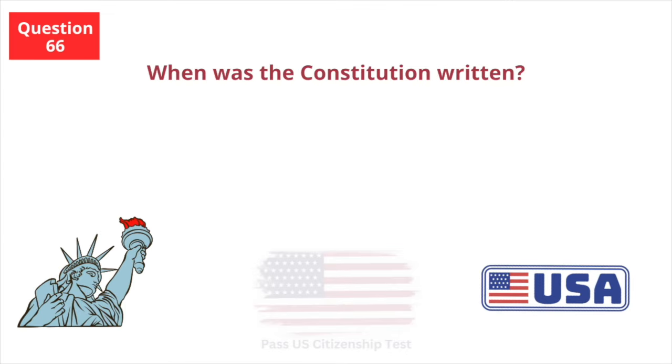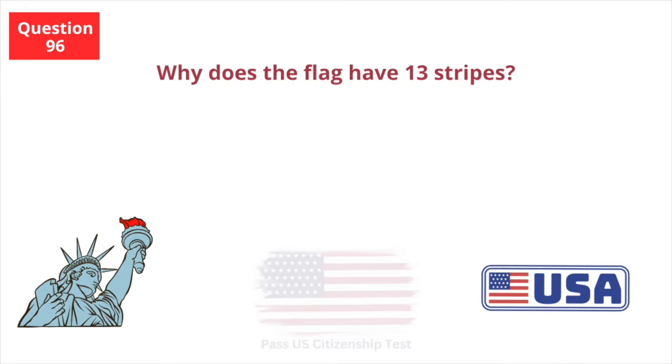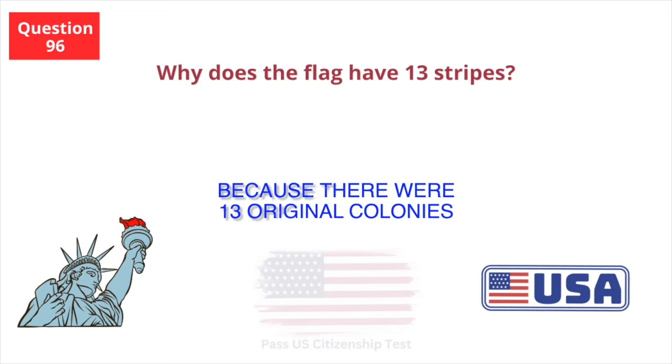When was the Constitution written? 1787. Why does the flag have 13 stripes? Because there were 13 original colonies.